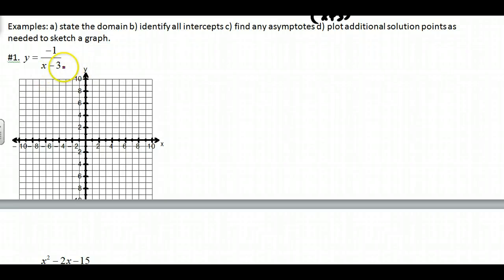All right, now, number one, we have this rational expression here, and we want to graph this, so we state the domain. Well, it's going to be all reals except for x can't be 3. So that's our domain.